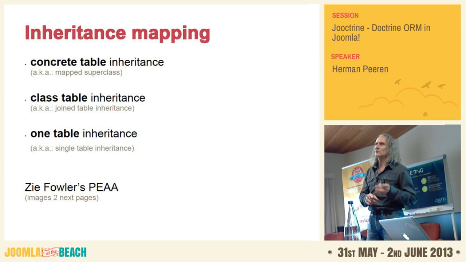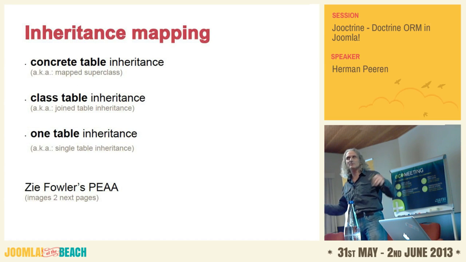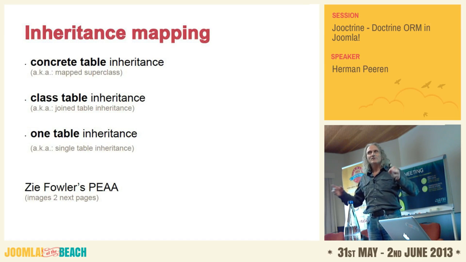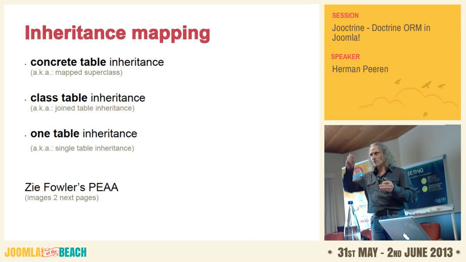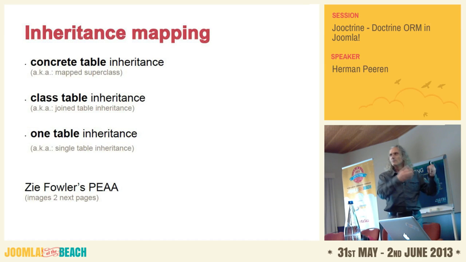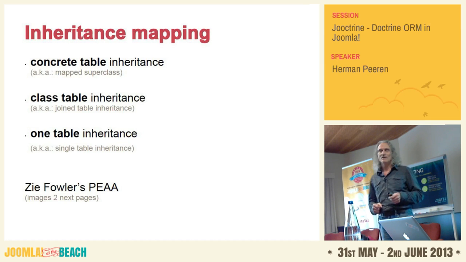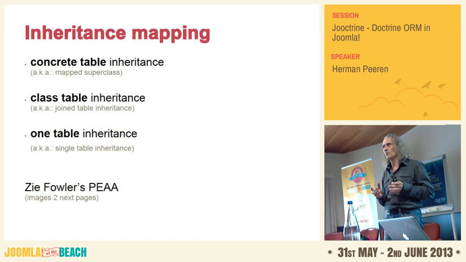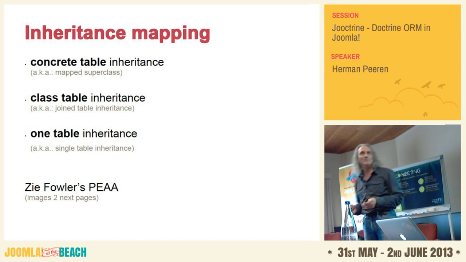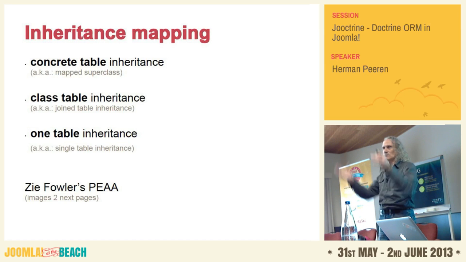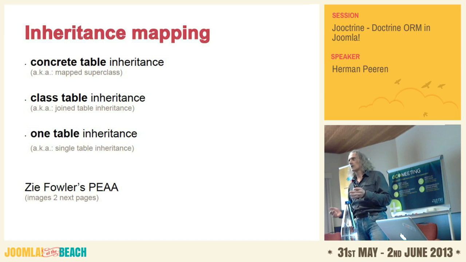We have only talked now about one-to-many, many-to-many, and one-to-one relationships. But there is another kind of relation between entities that can be put into the database in different ways, and that is inheritance. For instance, say you have an object, core content, just to name something, and you have some objects derived from it.